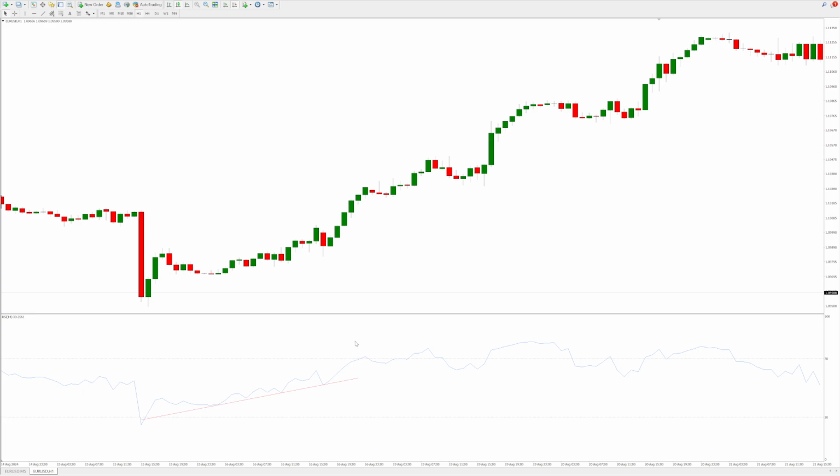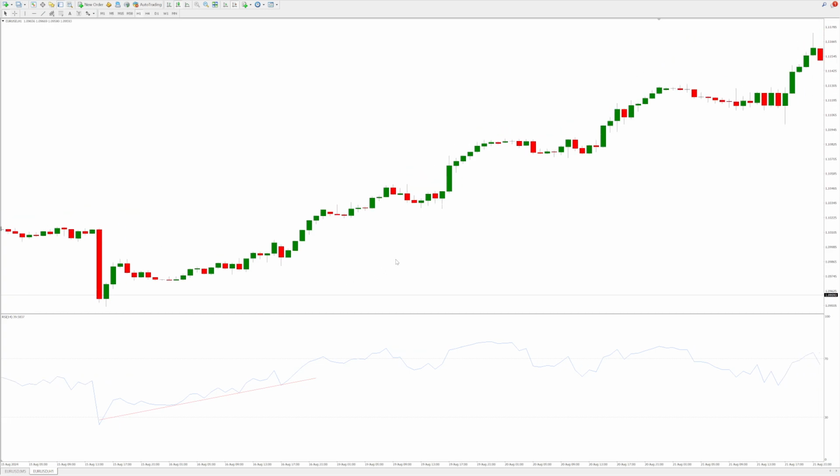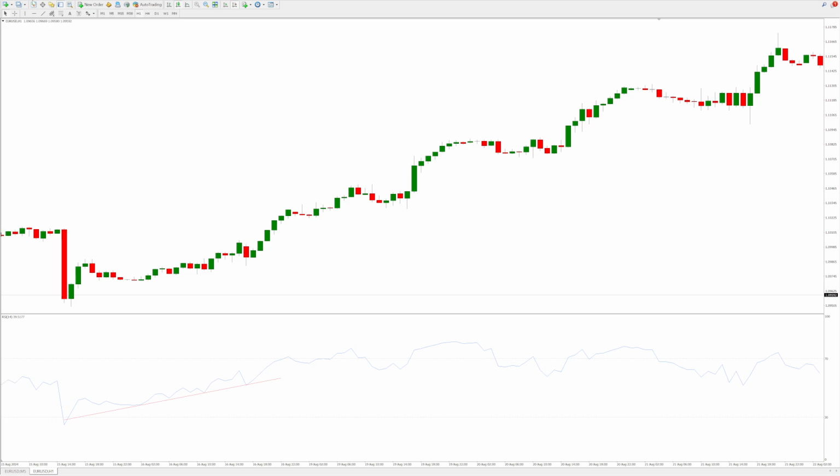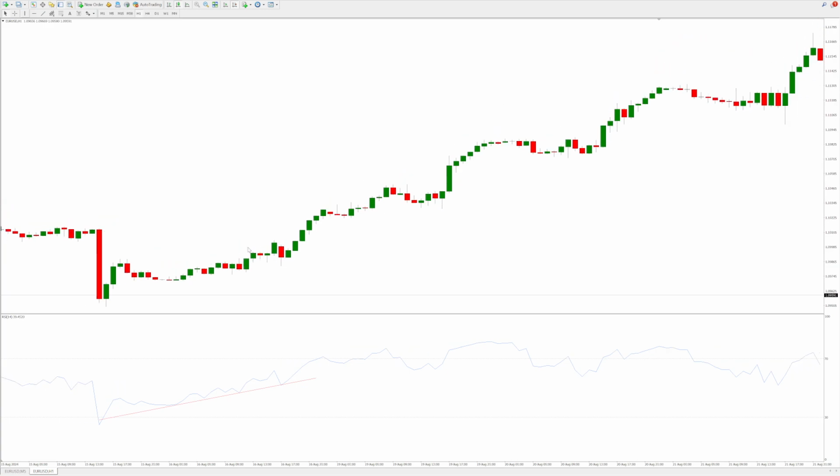We're going to look to take a long trade, a buy trade, in the direction of the trend. Trend is your friend, as the saying goes. So how are we going to time the entry? That's the question. There are thousands of different ways you can time your entry: numerous candlestick patterns, price action, support and resistance, other technical indicators.